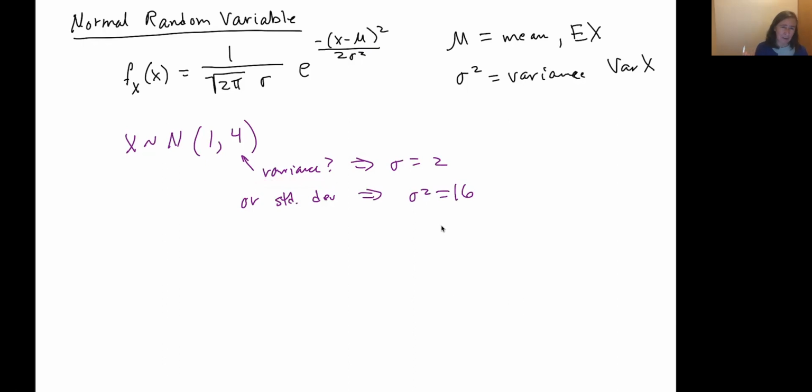And I was asking myself, when people just write x is normally distributed with parameters like this, do they sometimes mean standard deviation? I searched around a little bit on the internet, and yes, sometimes they do. So what I would say is it is better to avoid this kind of notation and to say something that is clearer. Just write it out in words.